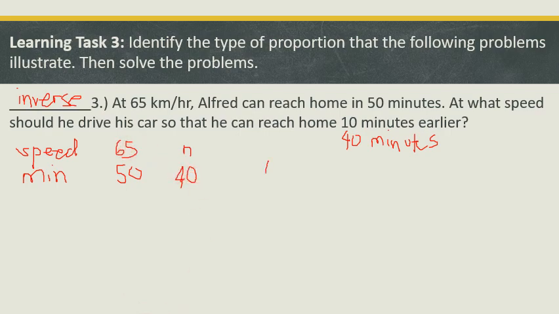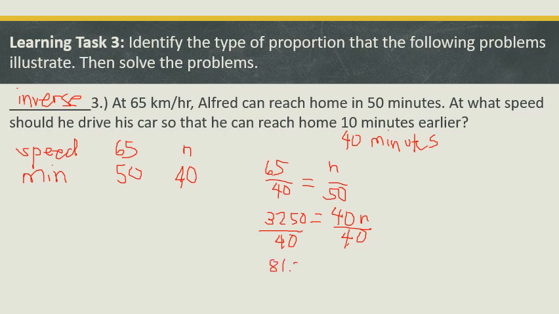So, 65 is to 40. Then, sa kabila naman, so yung speed nito dito sa minutes ng kabila. So, magiging n is to 50. So, 65 times 50 is 3,250 equals 40 times n is 40n. So, saan i-divide to? Sa 40. So, 3,250 divided by 40 is 81.25.